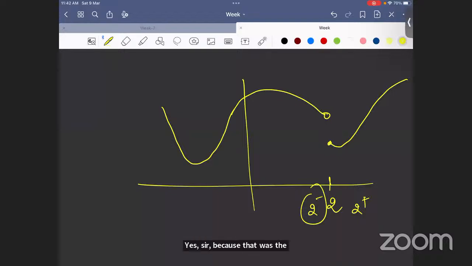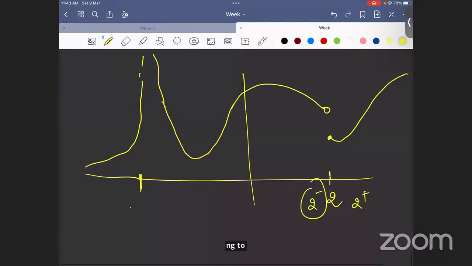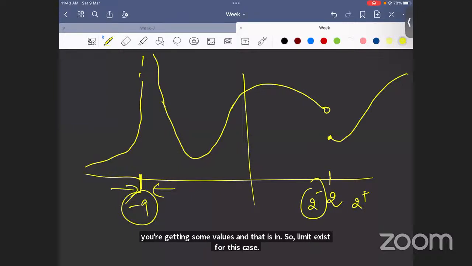Okay, so let's, for example, say this is a function, this is going to infinity, and this is also going to infinity. But here the limit exists because it's tending toward infinity, right? Yeah. For any particular point, it is tending to infinity. If you are coming from the left hand side or the right hand side, you are getting some values, and that is infinity basically. So the limit exists for this case. But here the limit doesn't exist because you are getting different values.